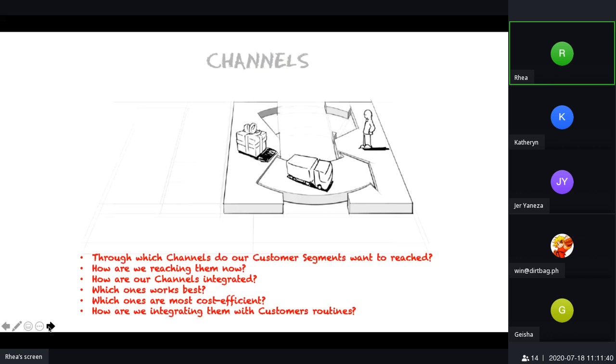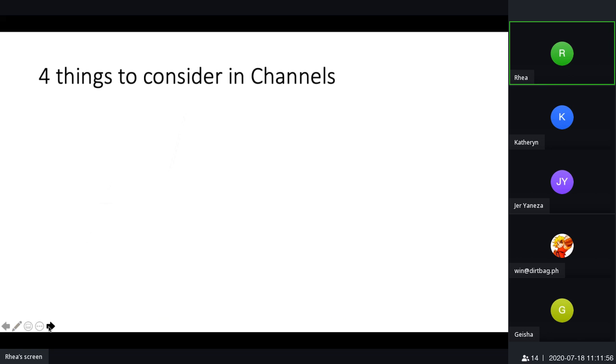Through which channels do our customer segments want to be reached? How are we reaching them now? How are channels integrated? Which one would work best? Which one would be most cost efficient? And how are we integrating them with the routine of our customers? So, four things to consider in our channel.